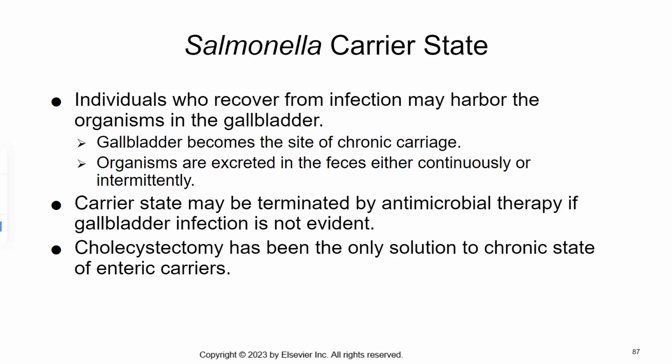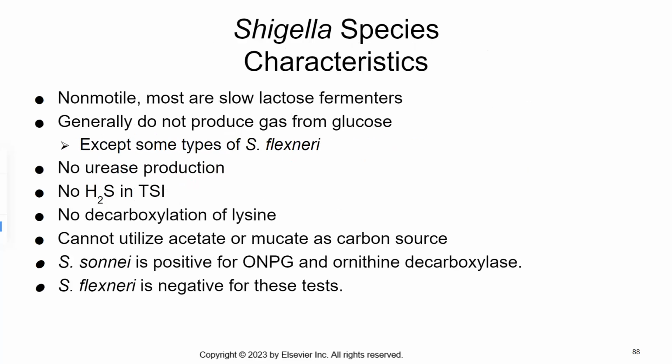And then there's the carrier state. Individuals who recover from infection may harbor the organism in the gallbladder, and that's where it can chronically be carried for a long time. Carrier state may be terminated by antimicrobial therapy if gallbladder infection is not evident. Cholecystectomy has been the only solution to the chronic state of enteric carriers. So cholecystectomy is removing the gallbladder.